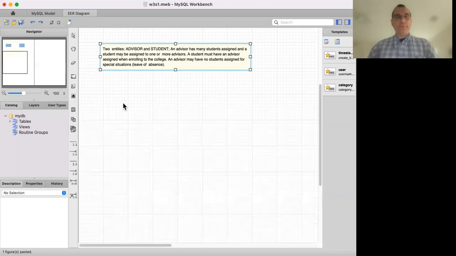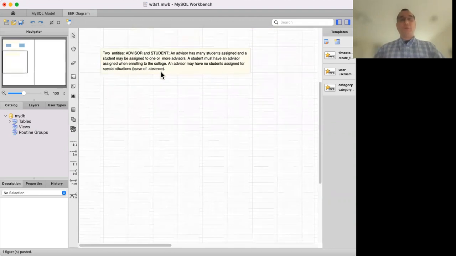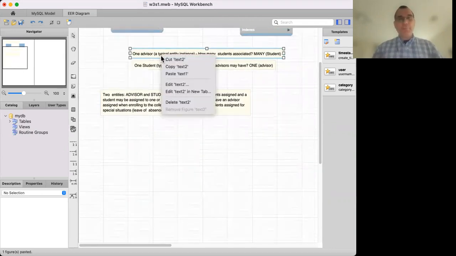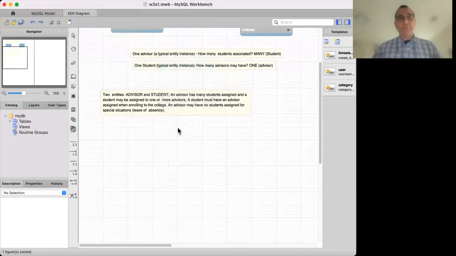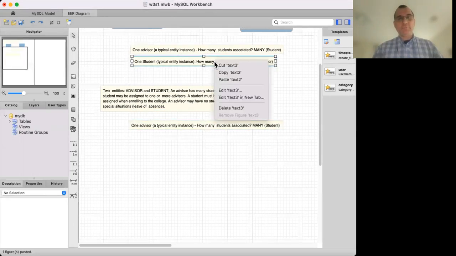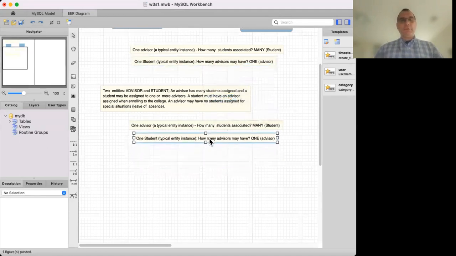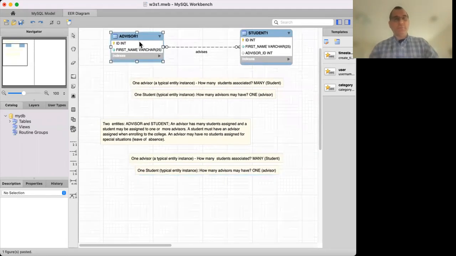So this will be like the next kind of situation when I have the same two entities, advisor and students, but now I have an advisor that has many students assigned, and the student may be assigned to one or more advisors. So if we repeat the same questions here, okay, and I will also take these particulars.